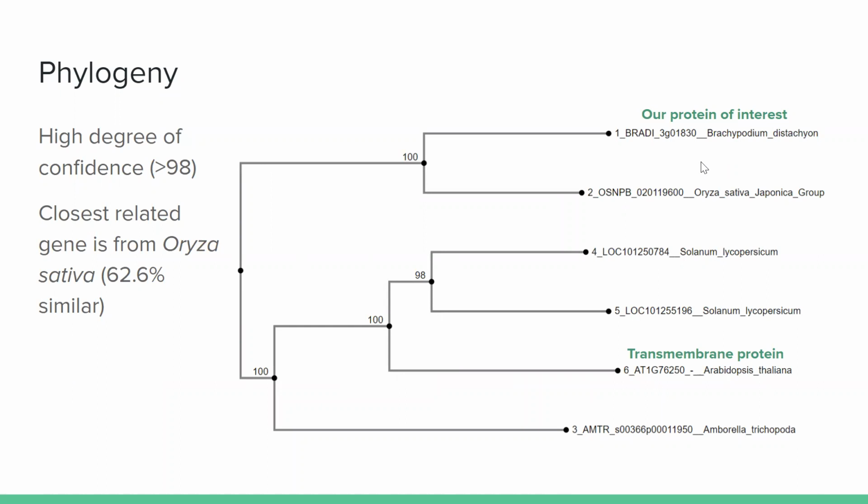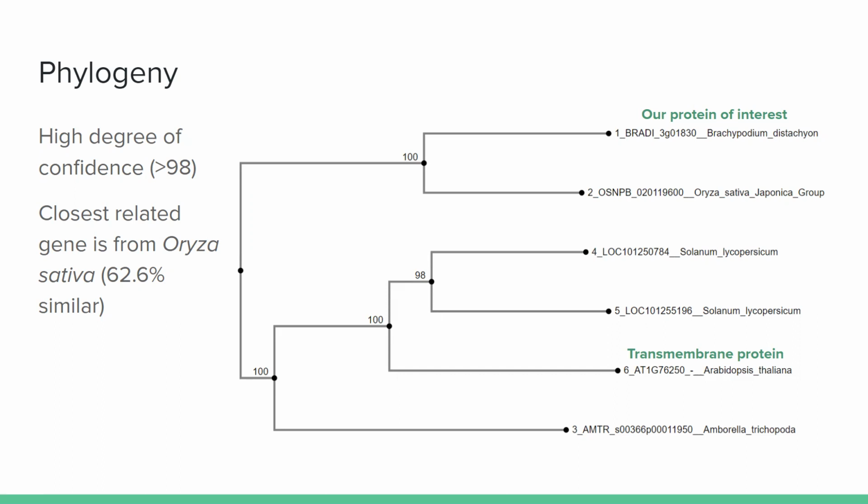We analyzed the phylogeny of our gene of interest and also of some related species of plants. Our phylogenetic tree has a high degree of confidence because of the high values between 98 and 100. The closest related gene is from Oryza sativa, and they were found to be 62% similar, which is not super similar, but it does indicate that they are related in some way.